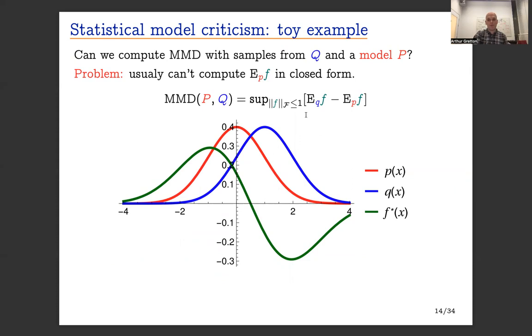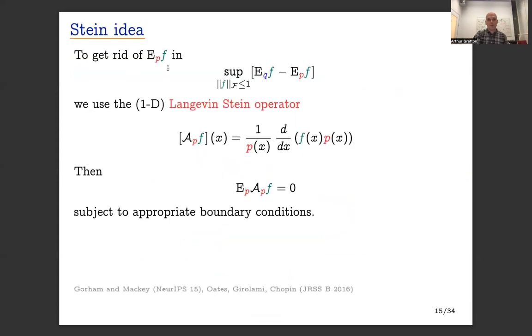be a better approach. Now, an approach might be to get rid of the expectation of f by applying what we call the Langevin-Stein operator to my witness functions of my integral probability metric. So here's a Langevin-Stein operator in one dimension. It's 1 on p times d/dx of f times p. All right. Now, if I apply this to a function f, then the expectation under P of the Langevin-Stein operator applied to f is going to be 0 subject to boundary conditions.